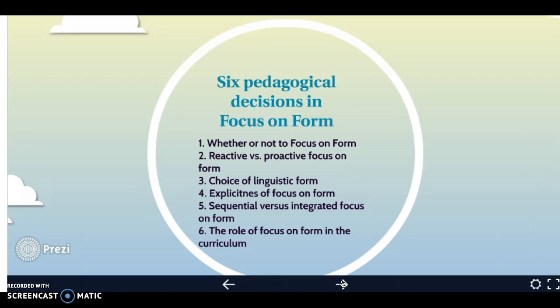Some things need focus and others not. This presentation will show what the authors Doughty and Williams find as important to consider in the matter of focusing on form in the classroom.